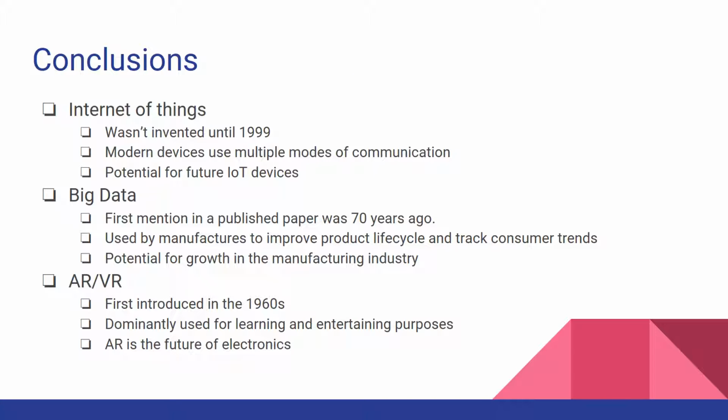In conclusion, the Internet of Things wasn't invented until 1999. Modern devices use multiple modes of communication, and the potential for the Internet of Things is limitless. Big data. Big data was first mentioned in a published paper 70 years ago. Big data is used by manufacturers to improve product life cycle and track consumer trends. The potential for big data in the manufacturing industry continues to grow as the mass volume of data grows itself.